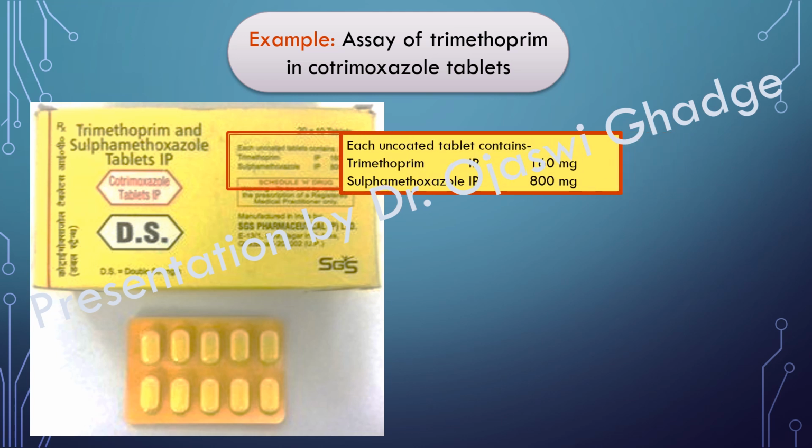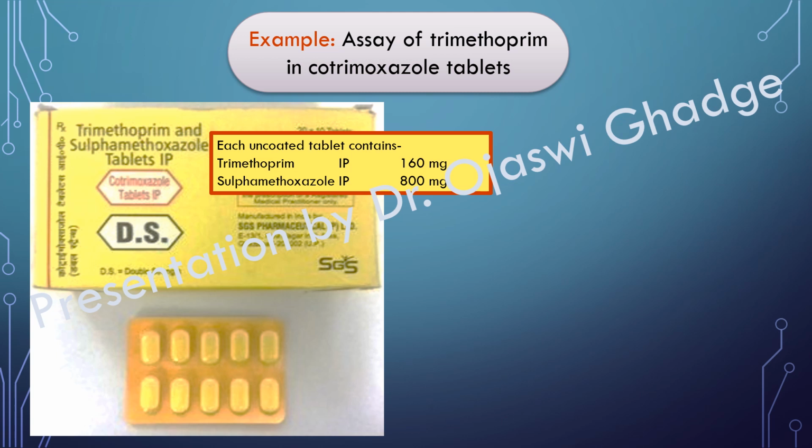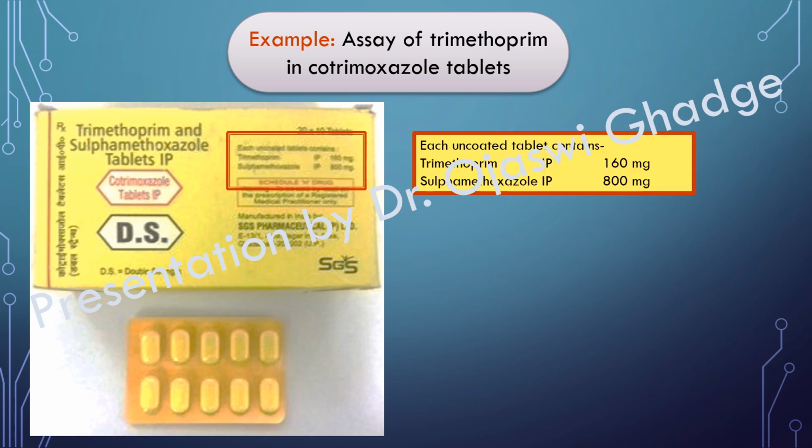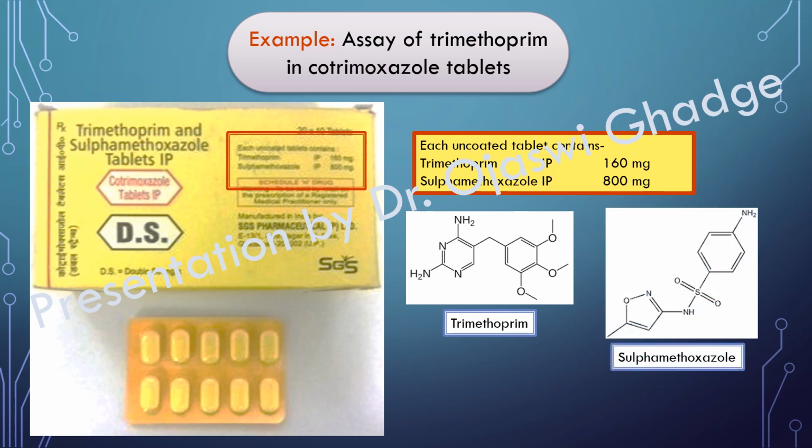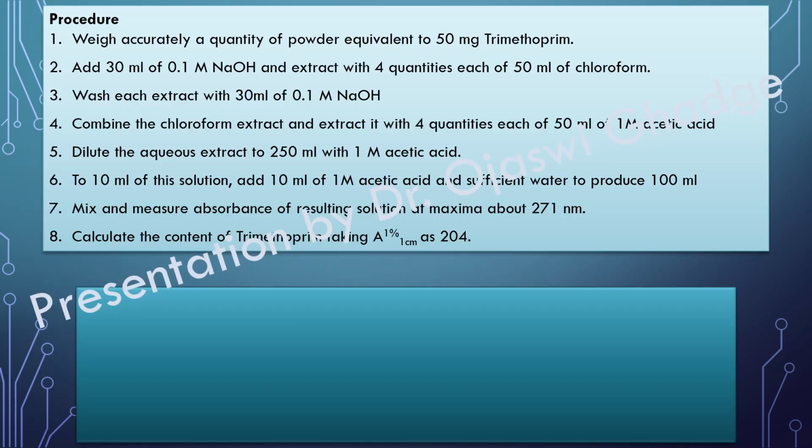This is the label claim of the formulation. Each uncoated tablet contains trimethoprim IP 160 milligrams and sulfamethoxazole IP 800 milligrams. These are the structures of both the drugs, which give absorbance at each other's lambda max. Let us understand the procedure.